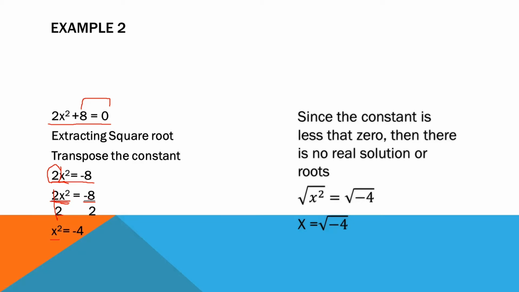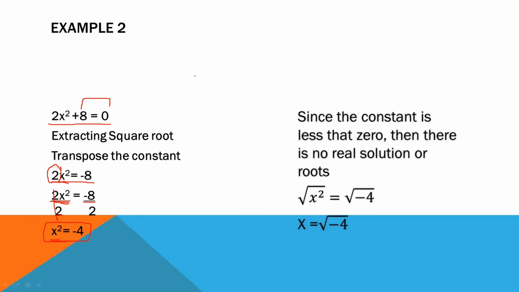And then, equal siya sa negative 8 over 2. Pag sinimplify natin is negative 4. So, if you remember the properties or yung dapat nating i-consider kanina, if the constant is less than 0, or a negative number, then there is no solution. So, the constant natin dito is negative 4. So, it is less than 0. Then, this equation has no real solution or roots dahil we cannot simplify the negative 4 inside the radical sign.